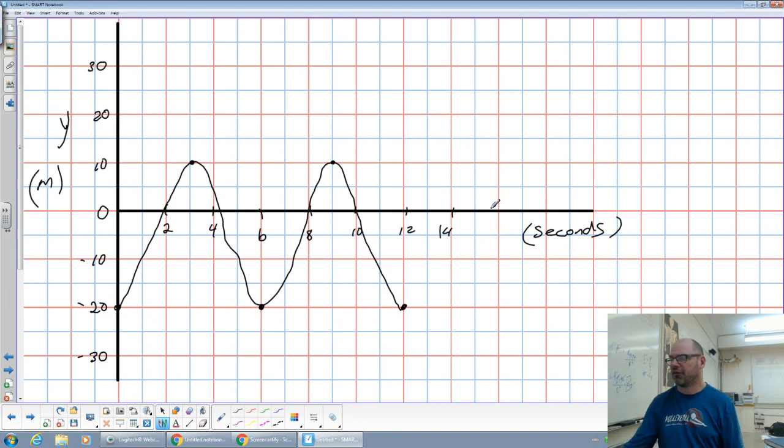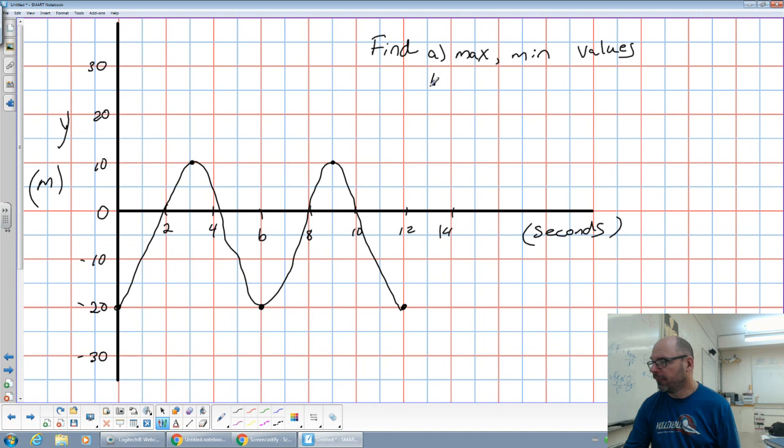Okay, so there's our sinusoidal curve. And the question is, find a max and the min. Okay, B, the equation of the midline. Okay, C, the amplitude. D, the period.